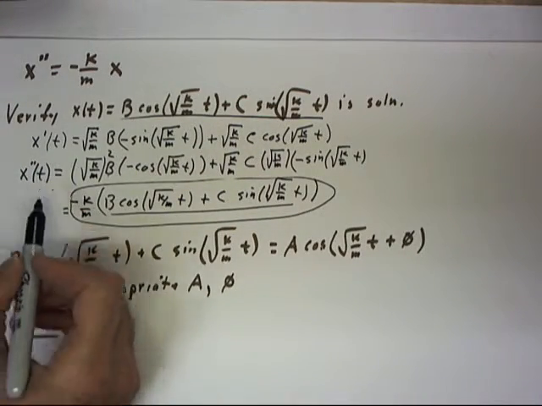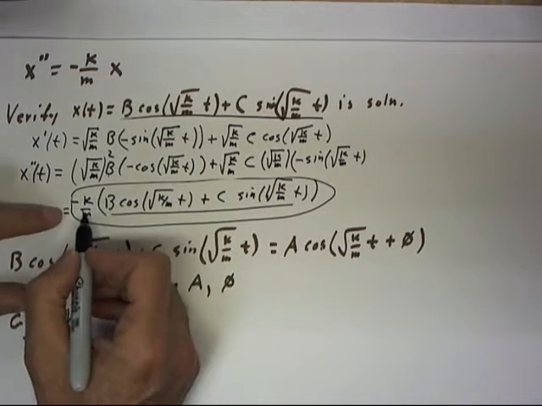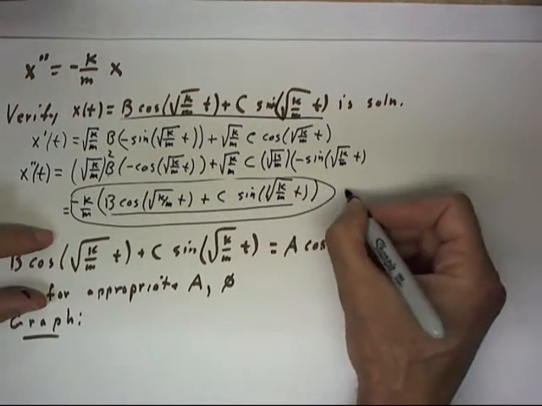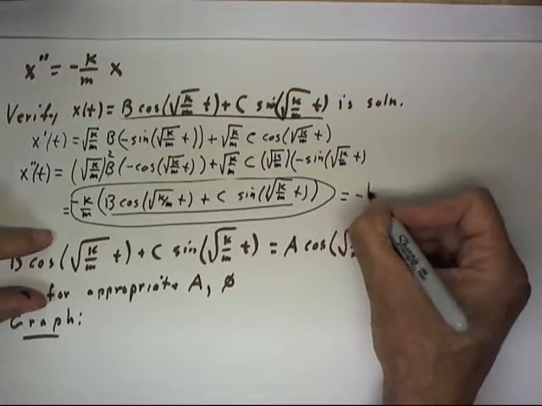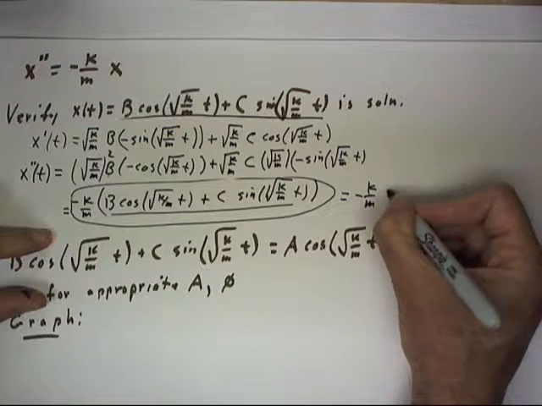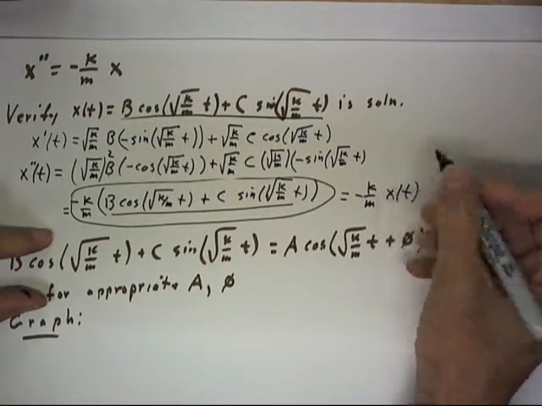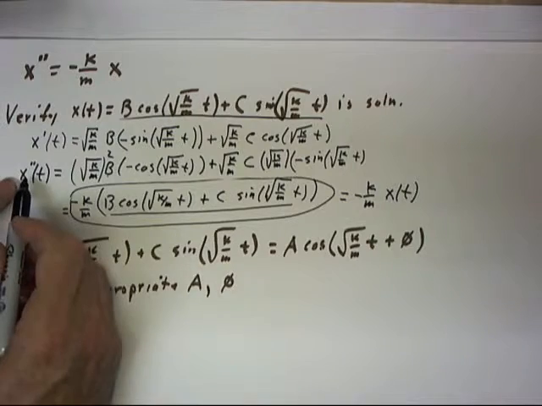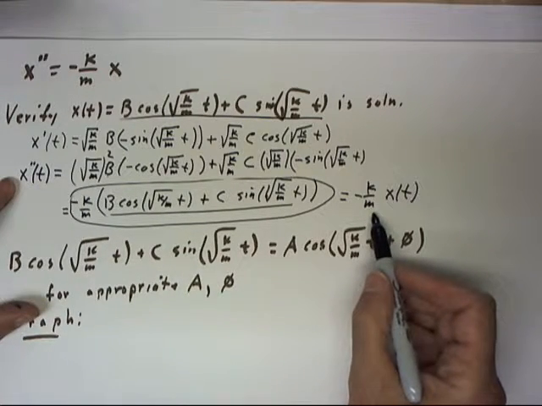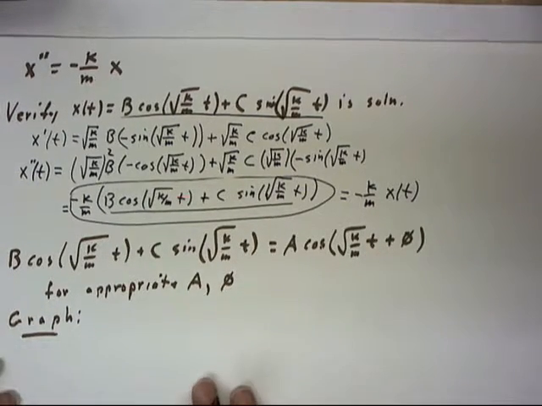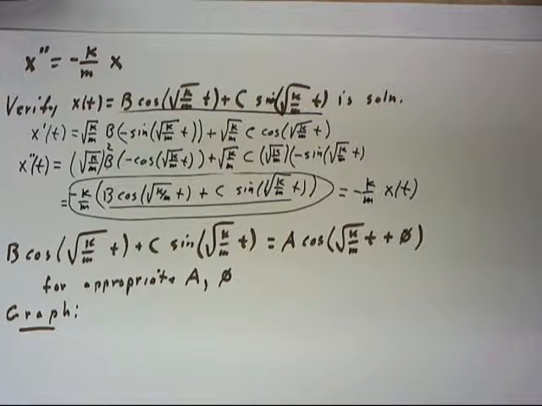So we see that x double prime is negative k over m times our x of t function. So this is negative k over m times x of t, so that x double prime of t does turn out to be equal to negative k over m times x of t.